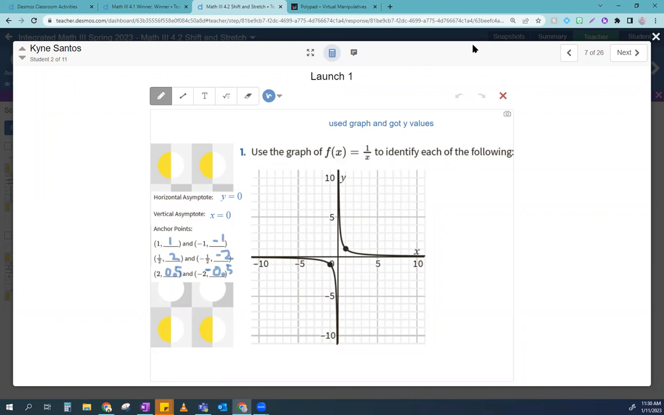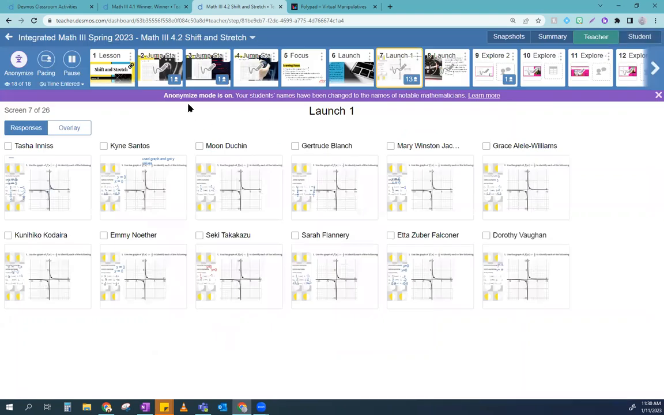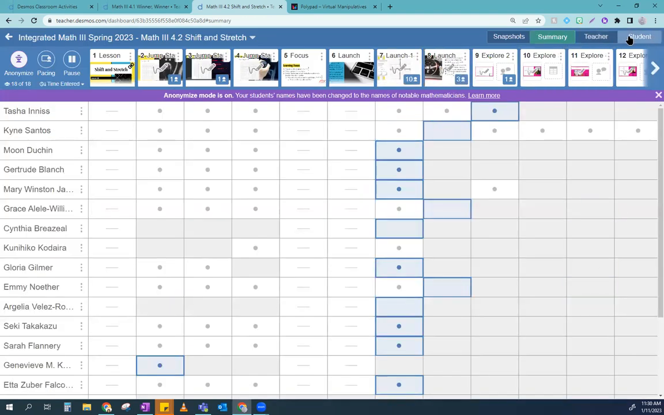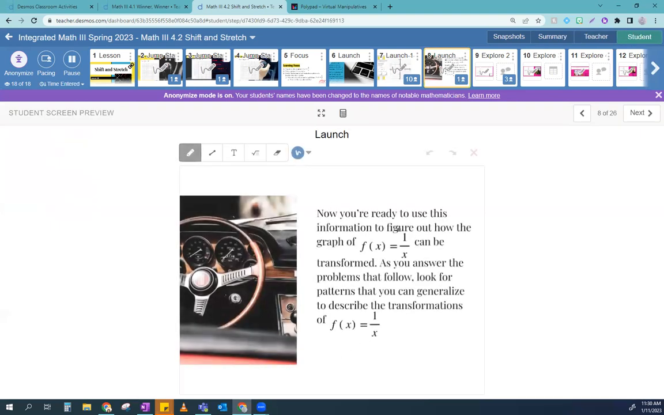Okay. Okay, let's move on. Where am I? 8. So not there. Sorry, my bad. Okay, so now you're ready to use this information to figure out the graph of f of x. 1 over x can be transformed, meaning I can shift it left and right. Another word for shift is translate. I can reflect it.